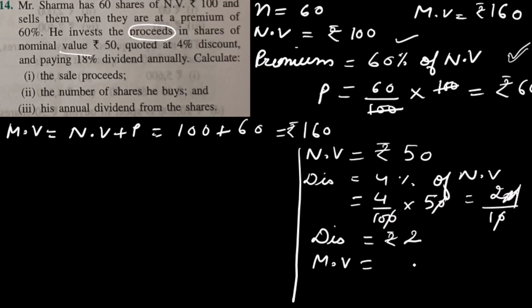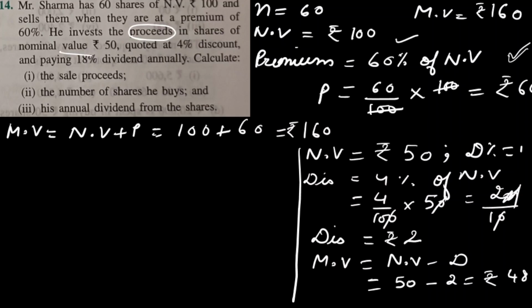Now again market value we can find. So what is the market value? Market value is nominal value minus discount. If it is premium, like in the first part, we had to add. Now we have to subtract. So nominal value is 50 minus discount 2, so this equals 48. Paying dividend. For this one, we have been given dividend percent also. So dividend percent is how much?